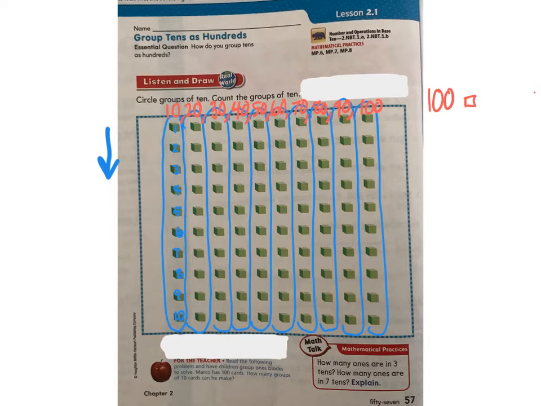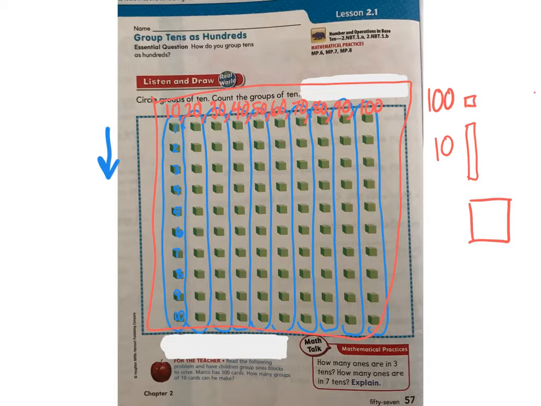And we circled groups of 10. Those are our 10 blocks. How many do we have? We have 10 of them. And then if we put this in a box, and that shows our hundreds block, how many hundreds blocks do we have? 1.